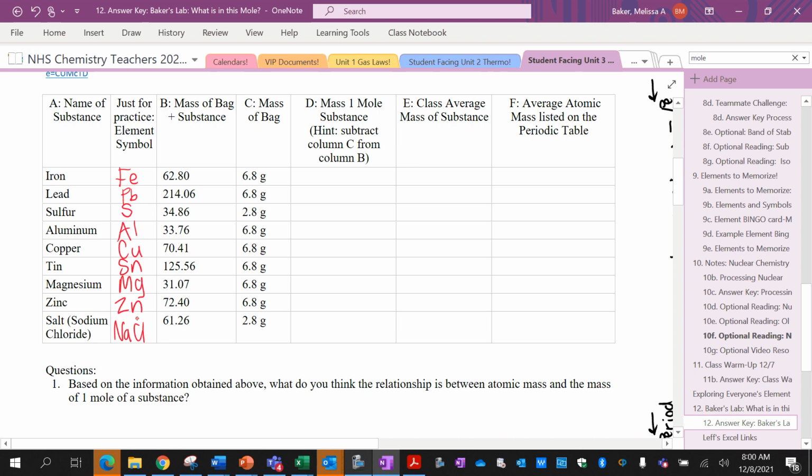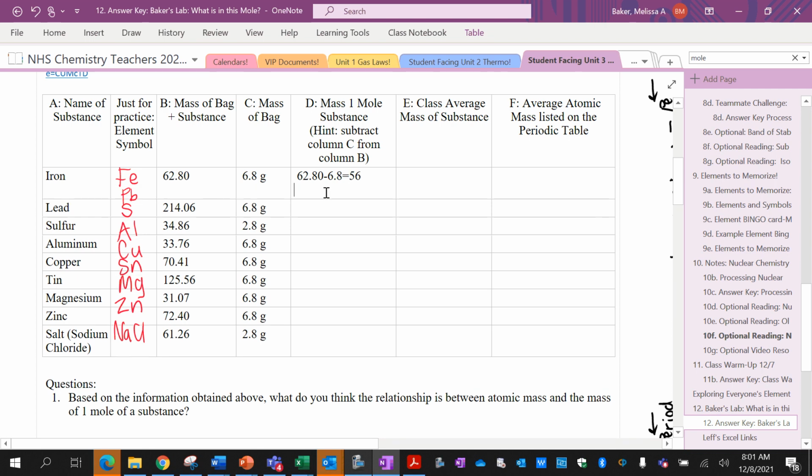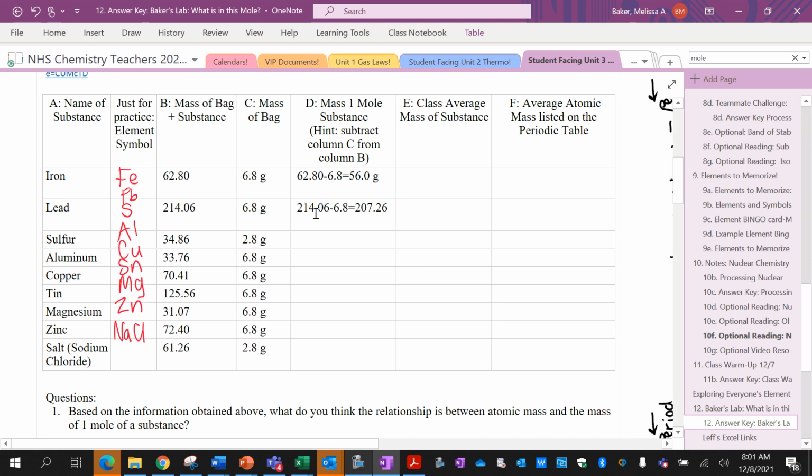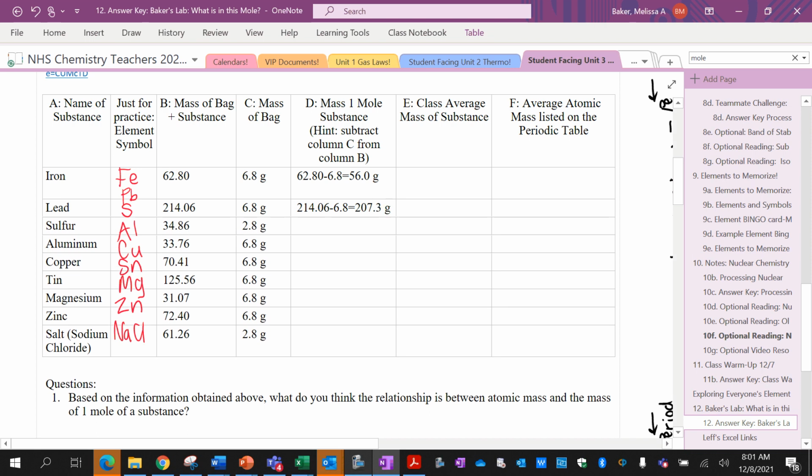And what we did was we took the mass of the substance that was in a bag. So we have to subtract off the mass of the bag for each of these. So, okay, we've got 56.0 grams, 214.06. It's 1 after the decimal. So I should round this to 207.3.